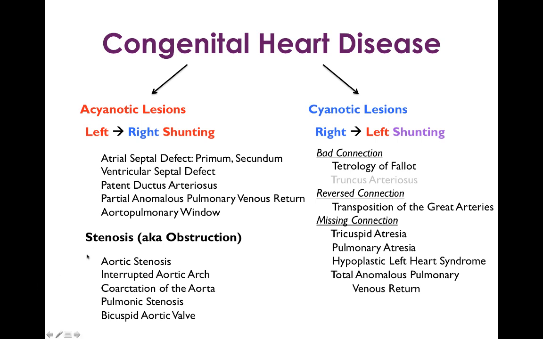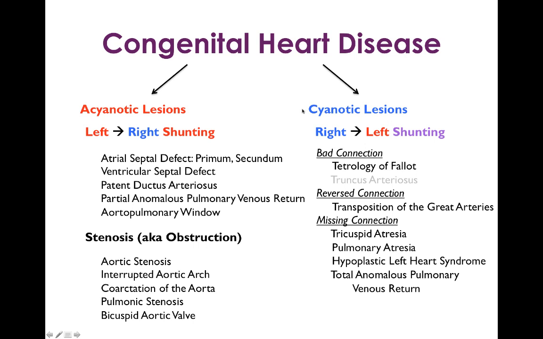In terms of stenosis, some of the forms of stenosis discussed were congenital aortic stenosis, interrupted aortic arch, coarctation of the aorta, pulmonic stenosis, and a really important congenital heart lesion that wasn't discussed necessarily in the congenital lectures, but in the valvular lectures, because the presentation of bicuspid aortic valve typically occurs later in adulthood, but actually is one of the most common forms of congenital heart disease. So these are the acyanotic lesions, which you can broadly group into left to right shunting and stenotic type lesions.